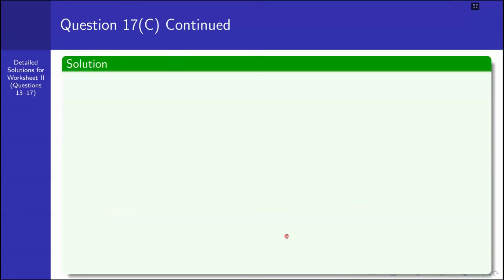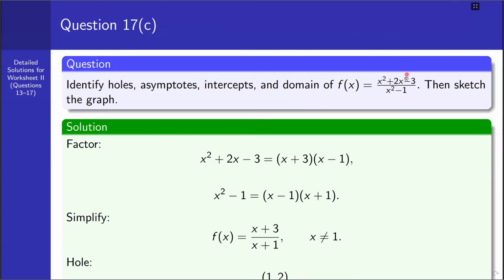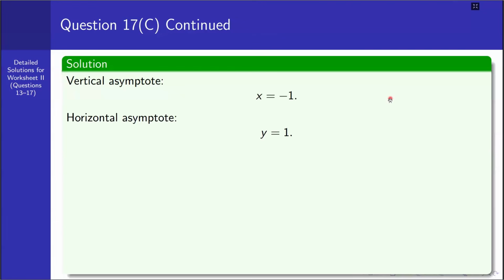Then, looking at the asymptotes, x equal to minus 1 is the only vertical asymptote. Looking at the horizontal asymptote, this function again has one, because the degrees are equal. So the leading coefficients are each 1, so y equal to 1 is the horizontal asymptote for the graph of the given rational function.